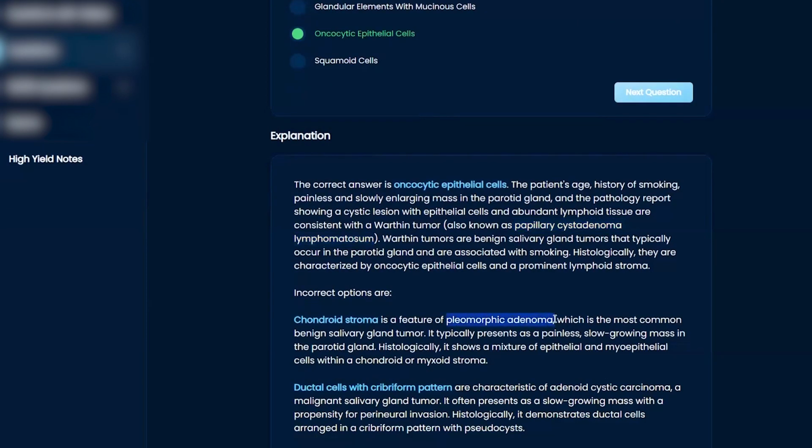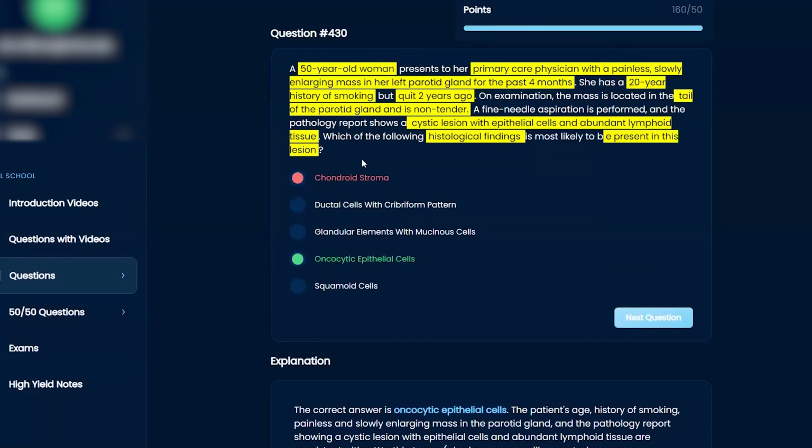But pleomorphic adenoma is what you're thinking about with the chondroid stroma, right? It's the most common benign salivary gland tumor, usually painless and slow growing in the parotid, usually a mix of epithelial and myoepithelial cells within a chondroid or myxoid stroma. So pleomorphic adenoma is benign, and for Warthin's, you have oncocytic epithelial cells. We get tested on that on our boards.